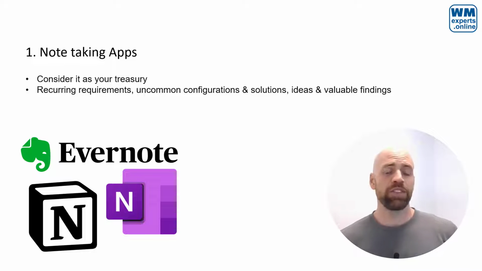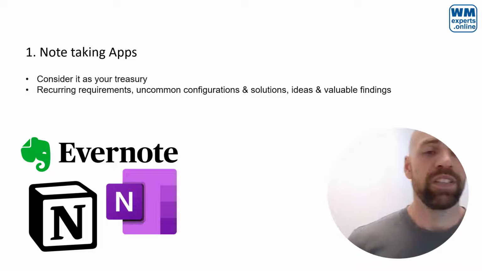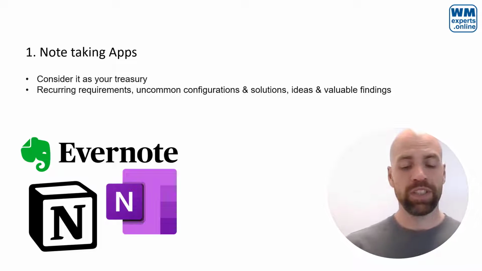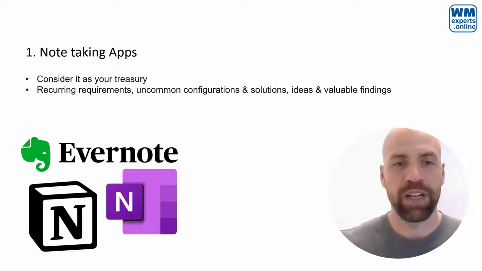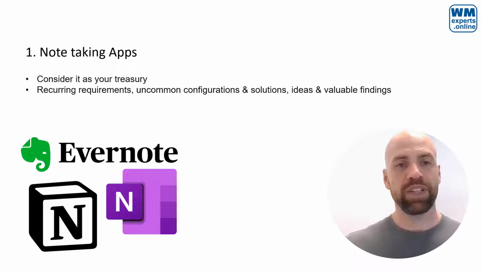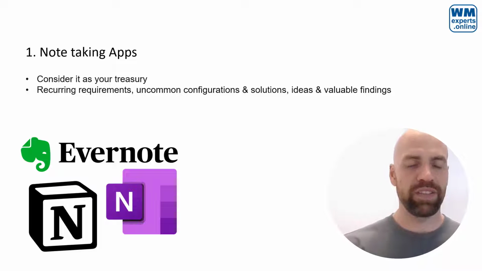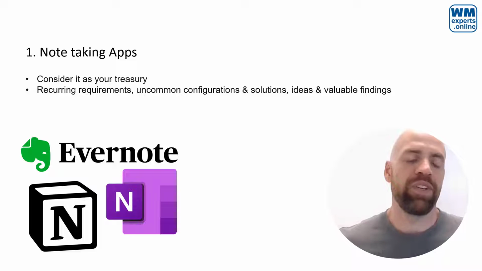One is a note-taking app. Now, this is something that you should use as kind of a treasury. I use it, for example, for recurring requirements, stuff that I need to deliver all over again, but I just cannot memorize. So I drop it there, and next time it's required, I can easily find it.